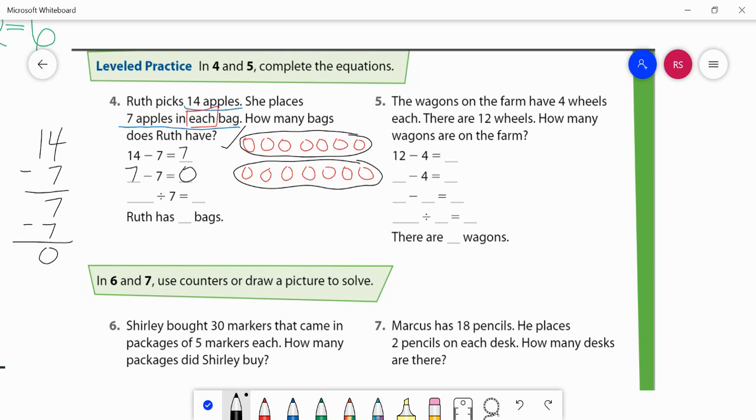Awesome. So originally I had 14. I put them into groups of 7. So our division sentence would start with our total. Remember, our division sentences always start with our total. 14 divided by, how many apples was I putting in each bag? 7. How many bags did I end up having? That is my question. Let's go back up to the problem. How many bags does Ruth have? Ruth has 2 bags.